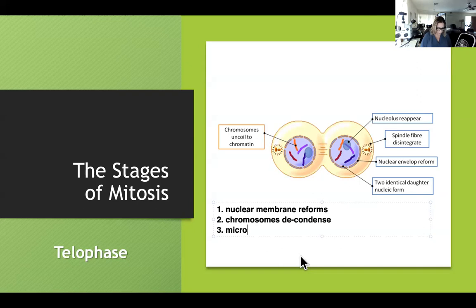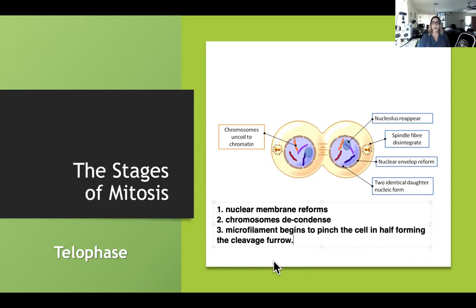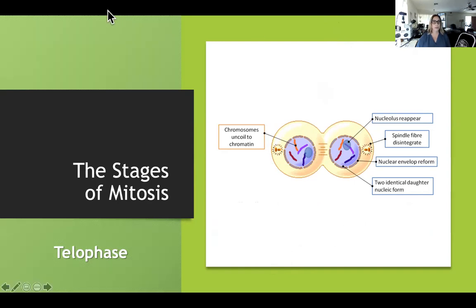And microfilament begins to pinch the cell in half, forming the cleavage furrow. Okay. So far you have learned about prophase, metaphase, anaphase, telophase, but we still do not have two cells yet. That occurs during cytokinesis.